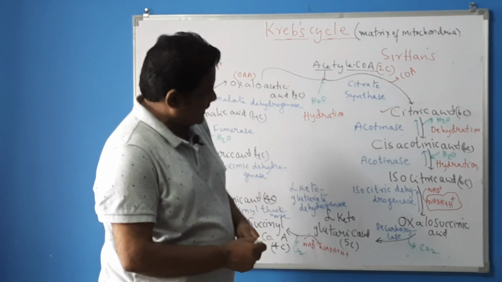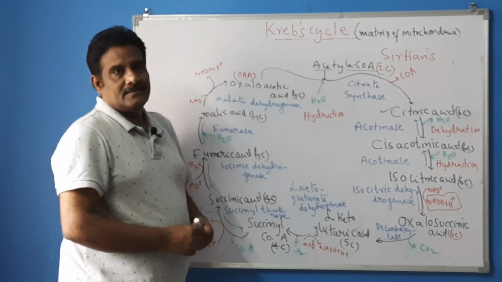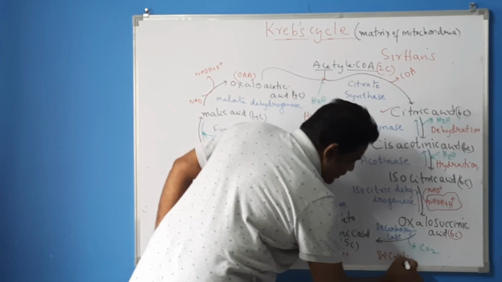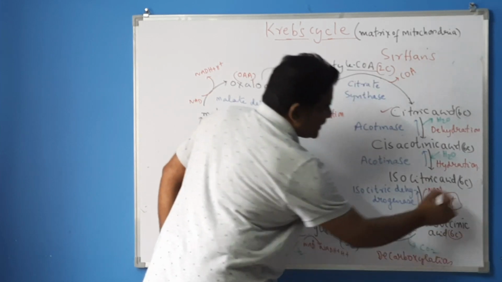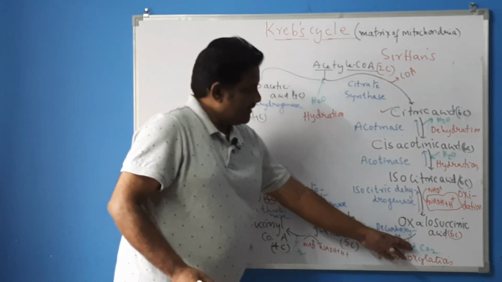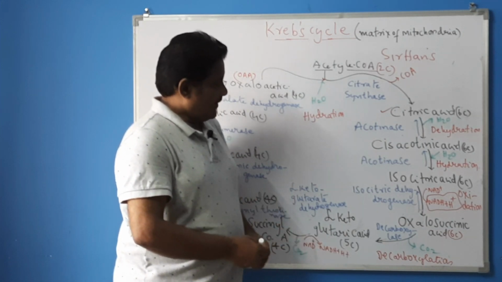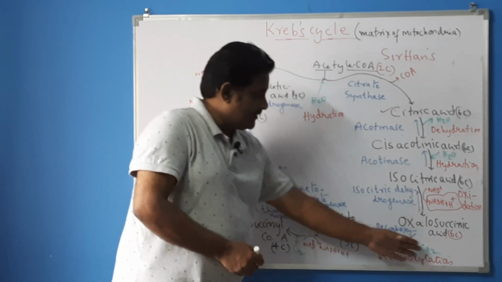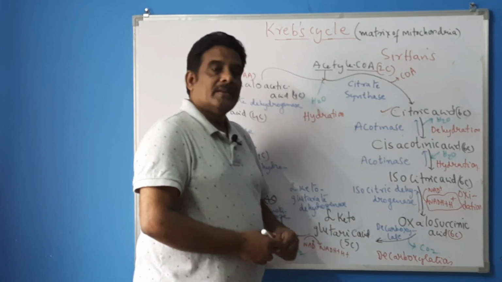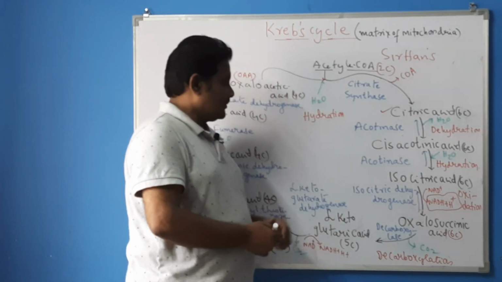Now oxalosuccinic acid, you see, is also a 6-carbon compound. It undergoes decarboxylation. This is decarboxylation. One carbon in the form of carbon dioxide is released in this step, while oxalosuccinic acid is converting into alpha ketoglutaric acid. So it is a decarboxylation process. That decarboxylation process is catalyzed by the enzyme decarboxylase. One enzyme is involved which catalyzes the reaction, oxalosuccinic acid to alpha ketoglutaric acid.